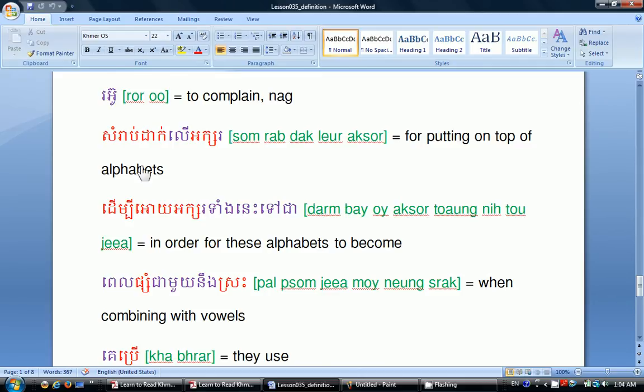So the first phrase reads សម្រាប់ដាក់លើអក្សរ, which means for putting on top of alphabets. The second phrase reads ដើម្បីឲ្យអក្សរទាំងនេះទៅជា, which means in order for these alphabets to become. And the third phrase reads ពេលផ្សំជាមួយនឹងស្រៈ, which means when combining with vowels.